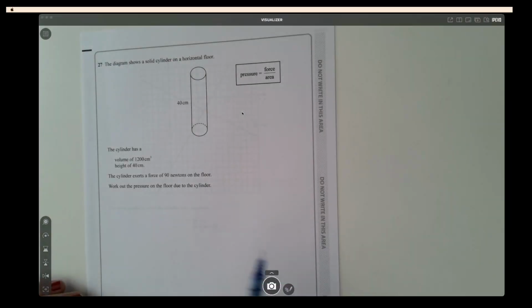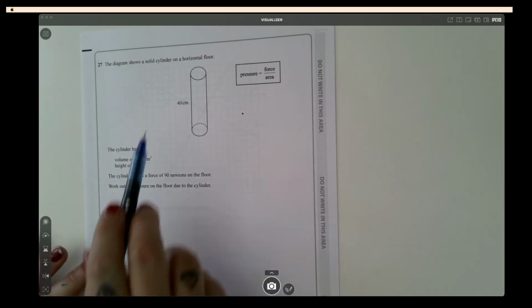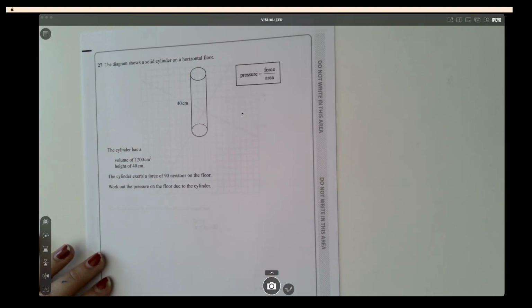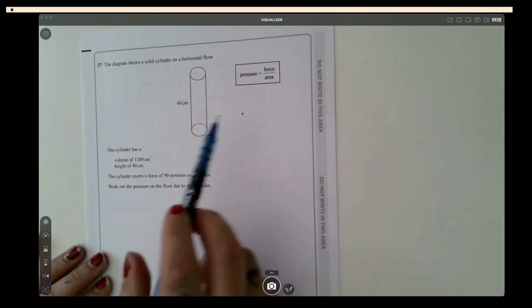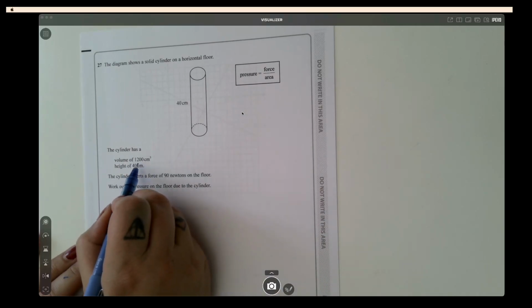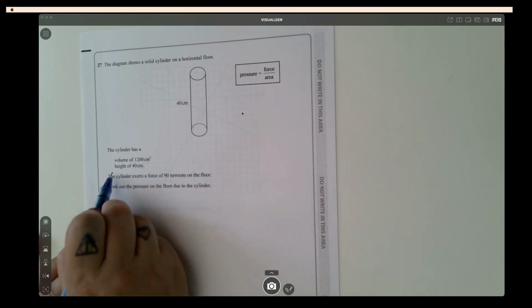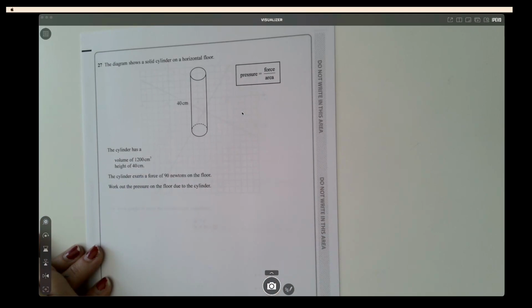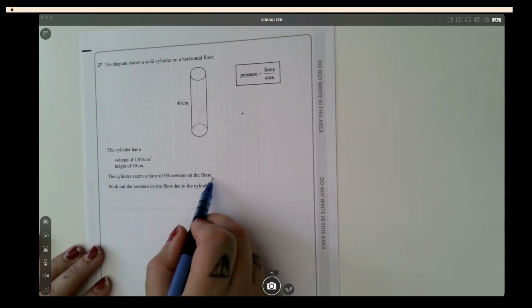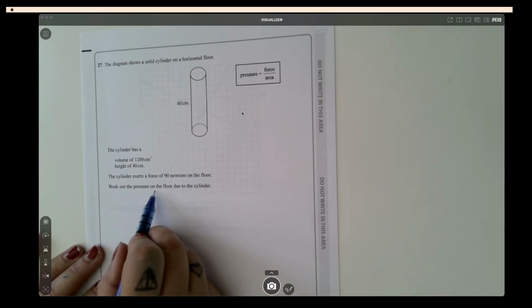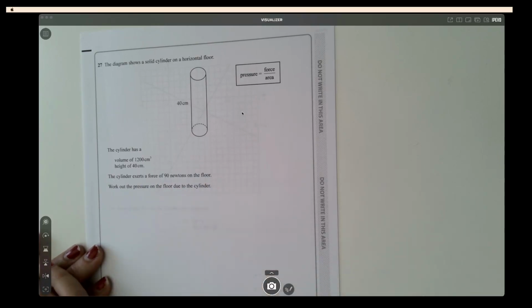Question 27. The diagram shows a solid cylinder on a horizontal floor. So here's our cylinder. We've got a height of 40 centimetres. They've given us the pressure equals force over area formula. The cylinder has a volume of 1,200 centimetres cubed and a height of 40 centimetres. The cylinder exerts a force of 90 newtons on the floor. Work out the pressure on the floor due to the cylinder.